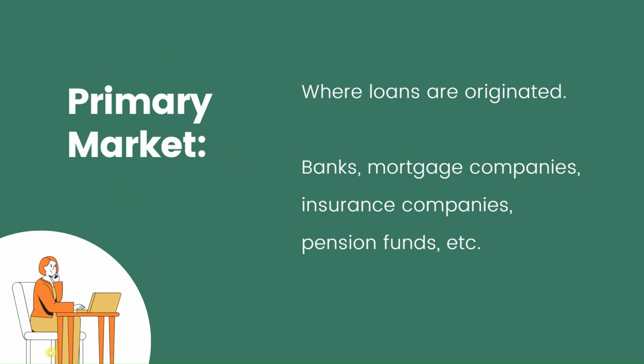Primary market. This is where loans are originated or made. So if you need a loan, where do you go? To the primary market. So your banks, insurance companies, pension funds, mortgage companies, credit unions, those types of places. Those will be considered your primary market.